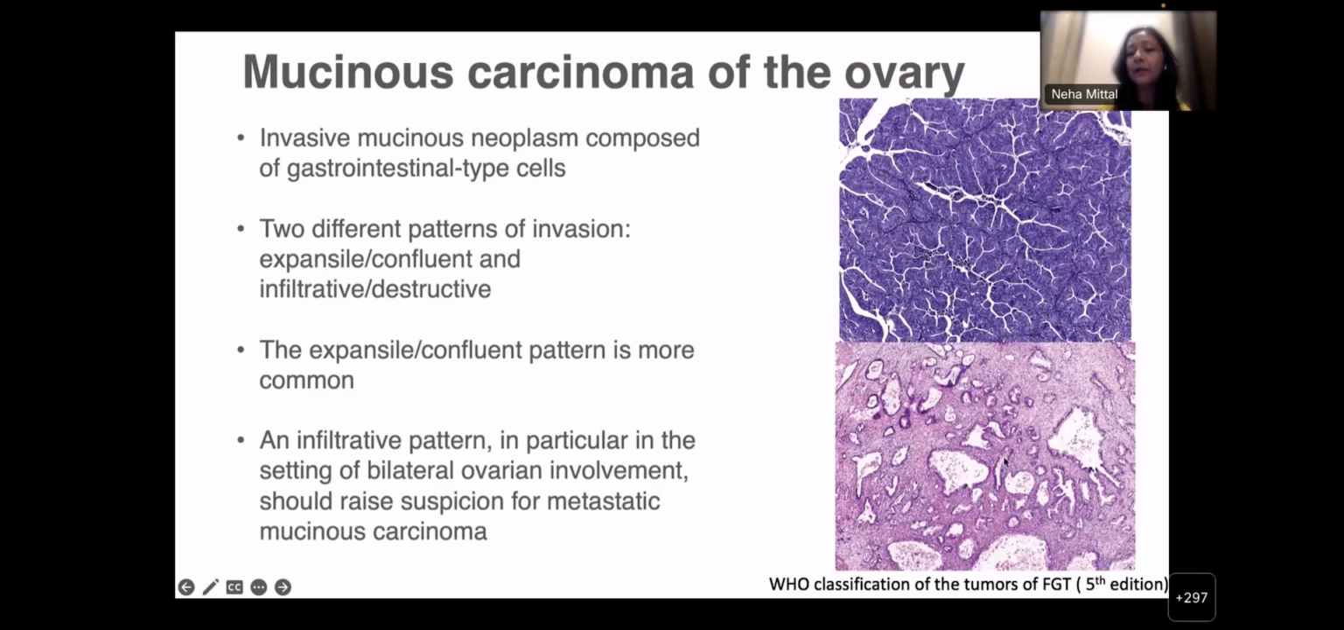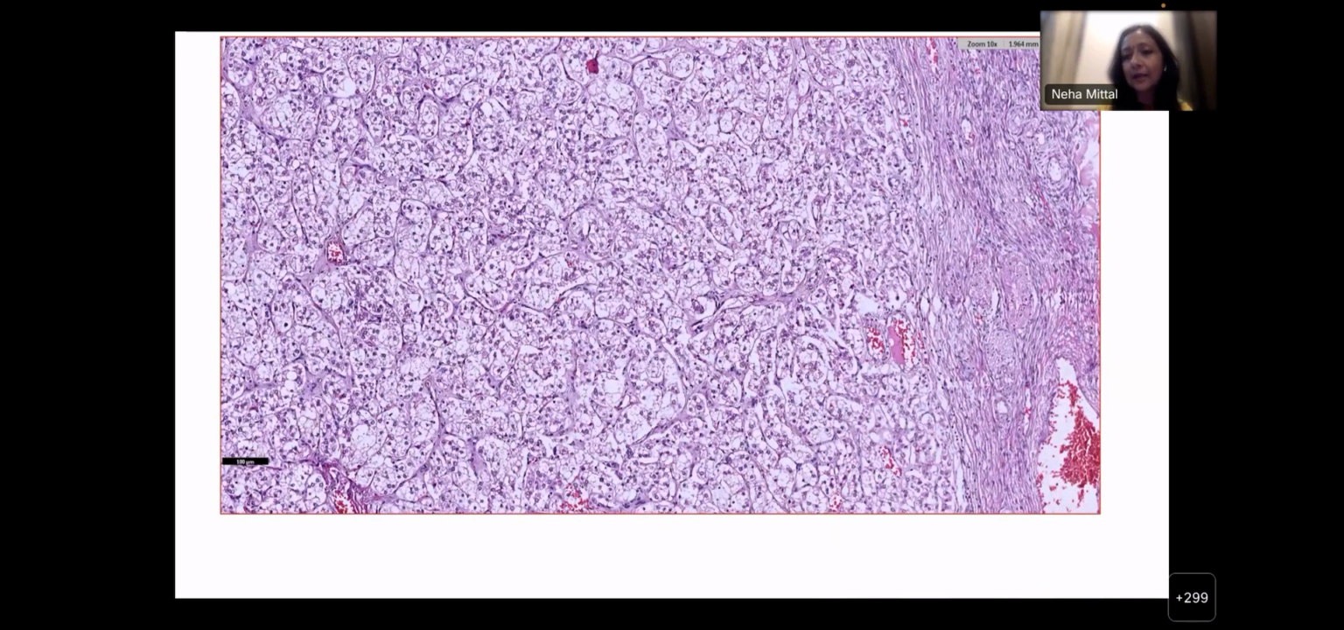An infiltrative pattern, look at the picture on the lower right side. It simulates what you saw in the slides that I gave you, but in this case, it was Pax8 positive, and this is a unilateral tumor, so we will think of ovarian primary in such a case. But if this is bilateral, the first possibility will be a metastatic tumor. And this is another tumor which is considered in the differential diagnosis of a Krukenberg.